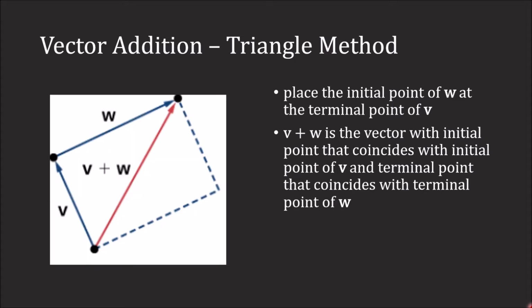So graphically, here's V. Notice we put the initial point of W at the terminal point of V. Draw it out. So V plus W will have initial point of V and terminal point of W. And this is why it's called the triangle method, because what you get is a triangle. So if you notice, this forms a right triangle. So the sides are V and W, then V plus W would be the hypotenuse.